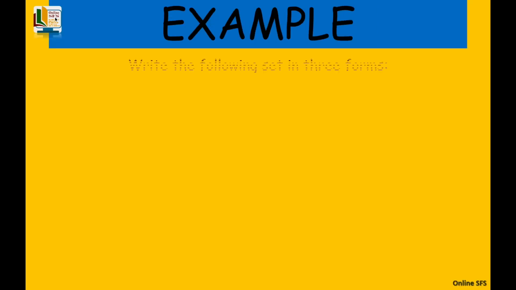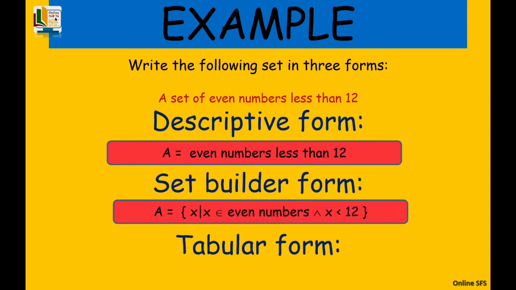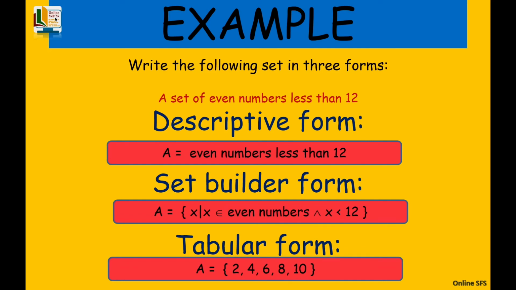Let's see an example of a set represented in all the three forms of set notations. If we have a set of even numbers less than 12, then in descriptive form we will write it as A equals even numbers less than 12. In set builder form, it will be written as A equals {x such that x is an element of even numbers and x is less than 12}. For representing in tabular form, we will write it as A equals {2, 4, 6, 8, 10}.